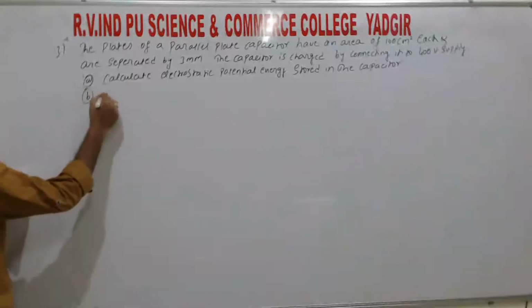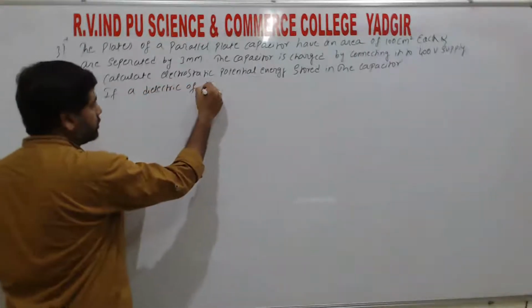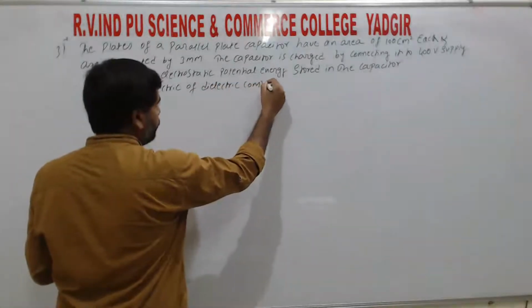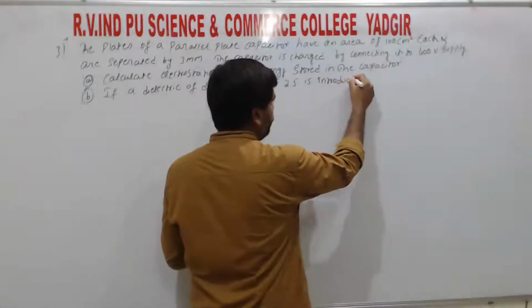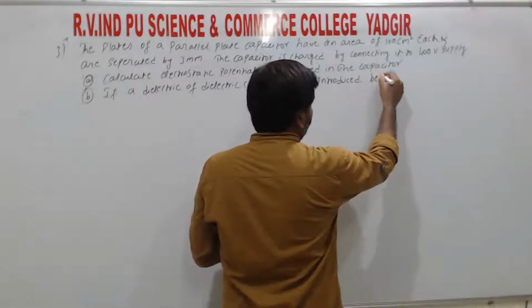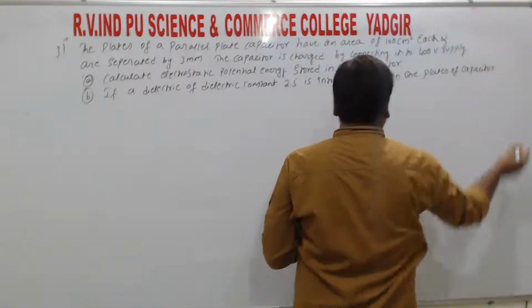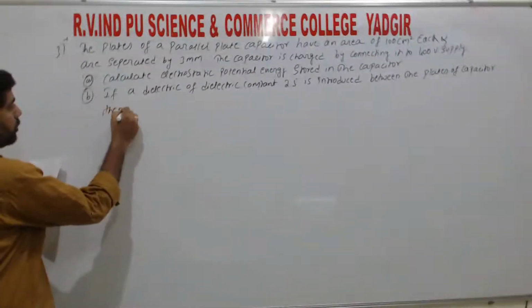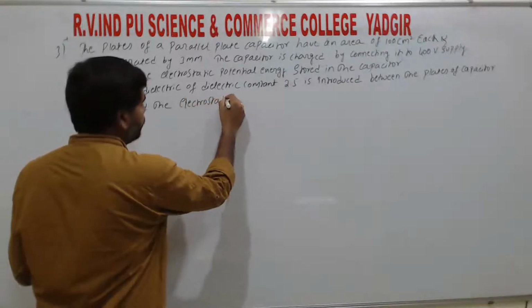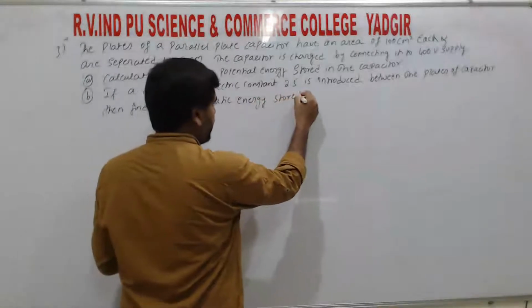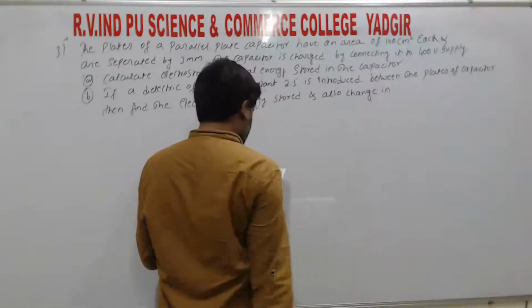Next, B. If a dielectric of dielectric constant 2.5 is introduced between the plates of the capacitor, then find the electrostatic energy stored and also the change in the energy stored.